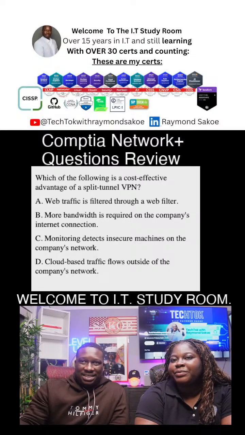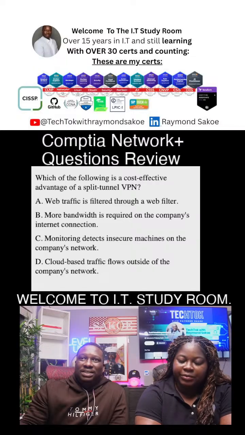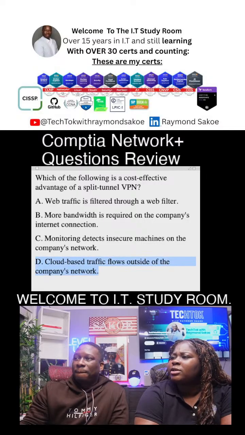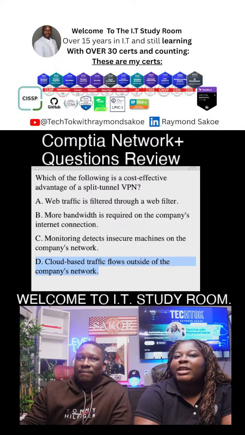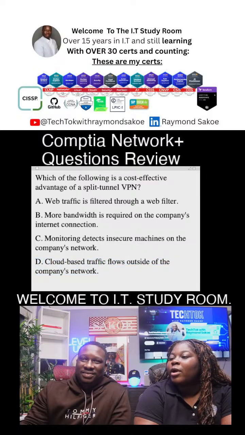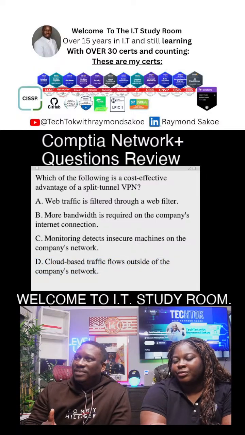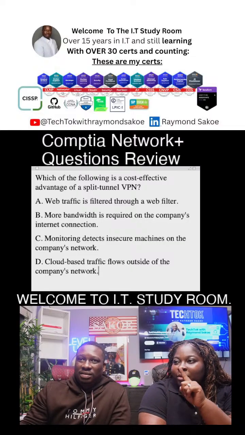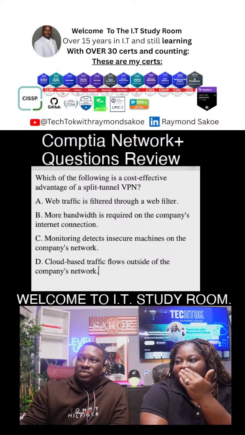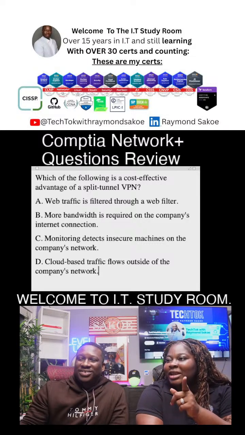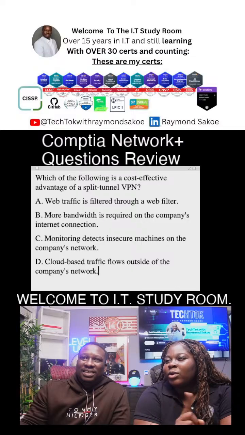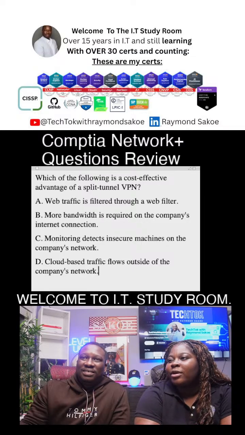Okay, what's the answer? Which is the cost-effective advantage? All right. So the answer will be D. The answer is D. Okay. So we have D, we have C. Which one else? So just C and D. We have C and D, but a lot of the people that said C earlier changed it to D after you explained it. So you would have to explain C.